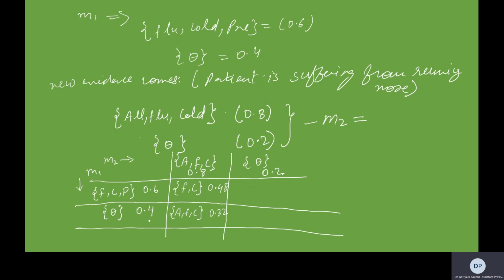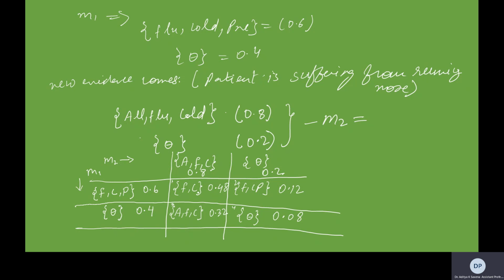Now theta and FCP. Theta contains it also, so the common term will be FCP, and its new belief value is 6 times 2, 12, so 0.12. Now theta and theta, all common, theta will be there, and its new belief value is 4 times 2, 8, so 0.08.